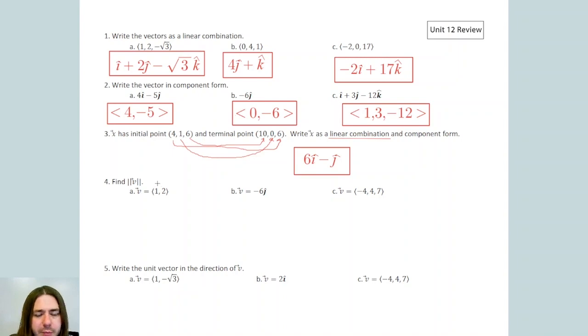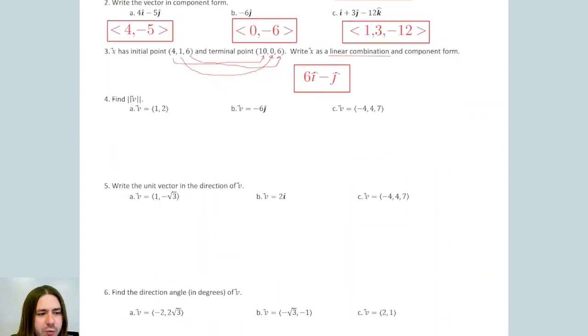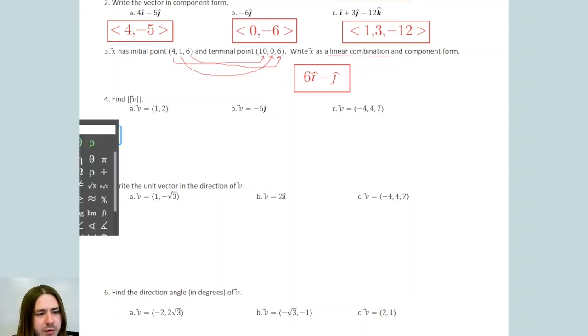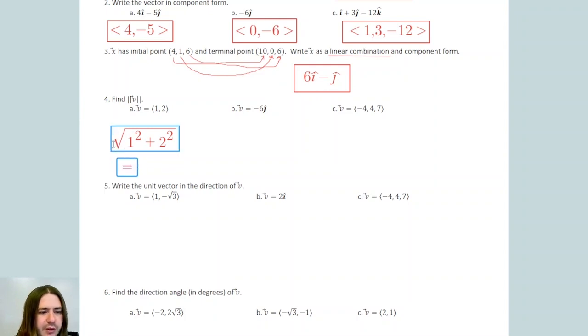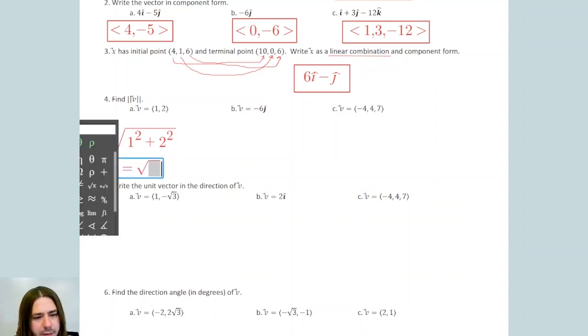Okay, number 4 is asking us to find the magnitude. So this is where we use the Pythagorean theorem to calculate the magnitude. Recall that the magnitude is really just the length of the vector. So this will equal the square root of 1 squared plus 2 squared. And 1 squared is 1, 2 squared is 4, 1 plus 4 is 5. So this will equal the square root of 5, and that will be the magnitude of this vector.